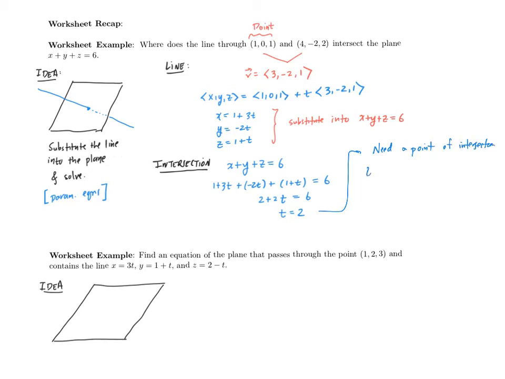So we think, when t equals 2, looking at this parametric equation of the line, what are x, y, and z going to be equal to? So x is equal to 1 plus 3 times 2, which is 7. y is minus 2 times 2, which is minus 4. And z is 1 plus 2, which is 3. So our point of intersection is (7, -4, 3).